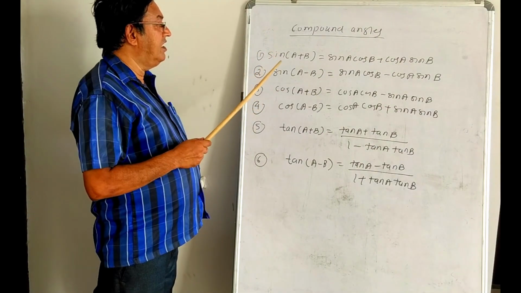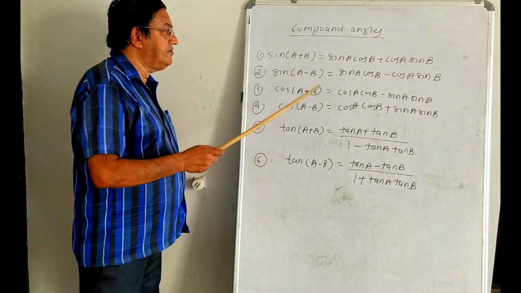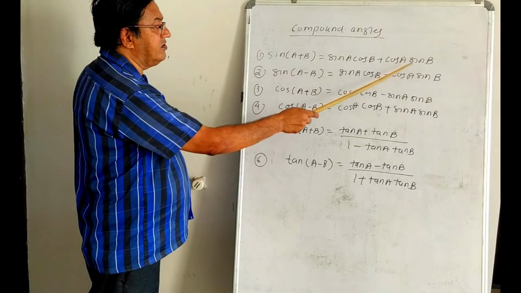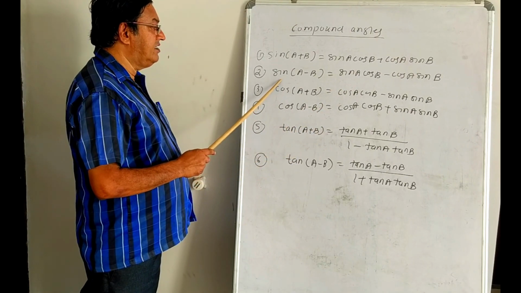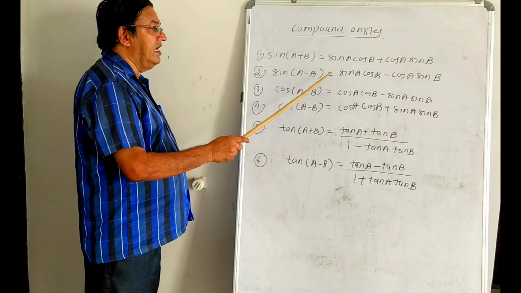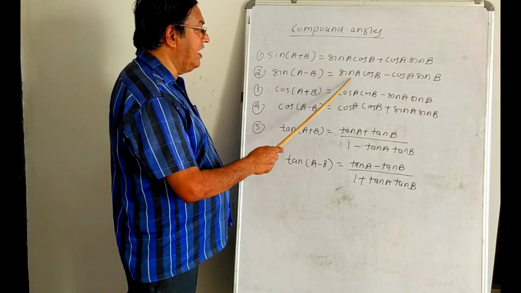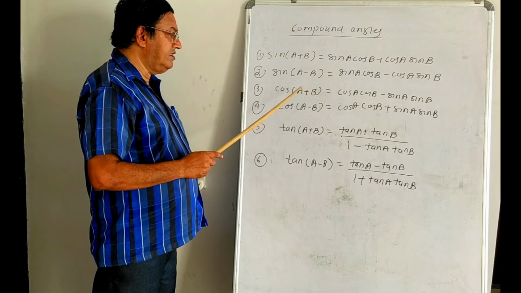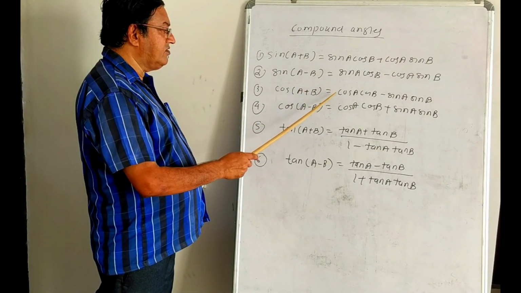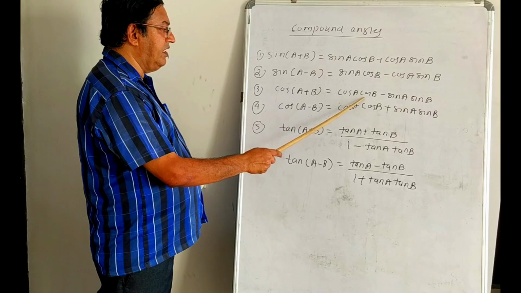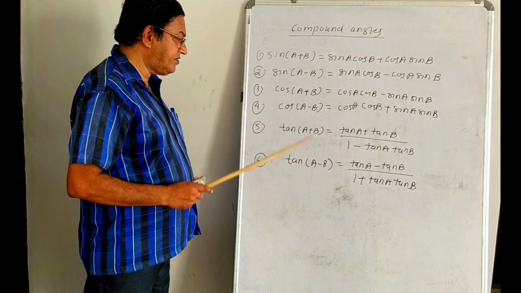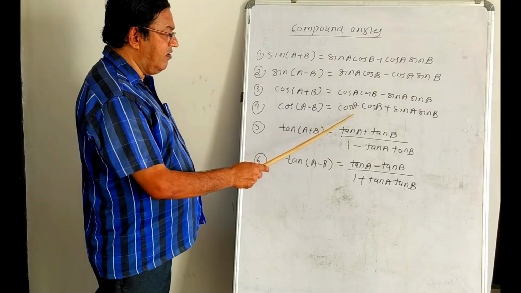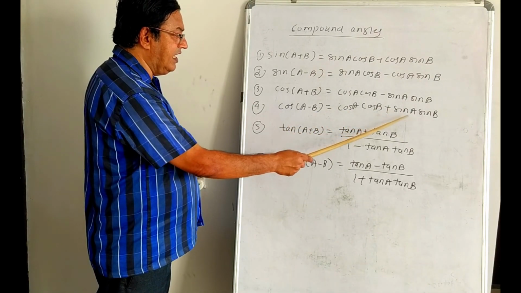So the formulas are, first one is sine of A plus B. Sine of A plus B is sine A into cos B plus cos A into sine B. Next is sine of A minus B. Sine of A minus B equals sine A into cos B minus cos A into sine B. Next is cos of A plus B. Cos of A plus B equals cos A cos B minus sine A sine B. Next one is cos of A minus B. Cos of A minus B is cos A cos B plus sin A sin B.